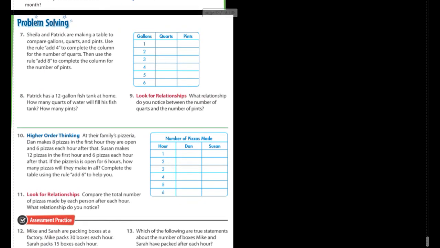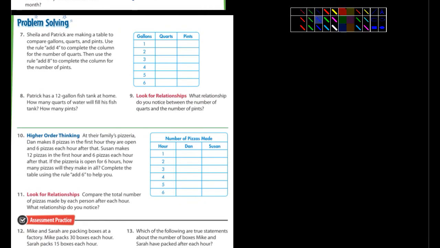Number 7. Sheila and Patrick are making a table to compare gallons, quarts, and pints. Use the rule, add 4 to complete the column for the number of quarts. So you're going to have to go back to chapter, wasn't 13, I think it might have been 12, that we talked about quarts and gallons and pints. But you can go back in your workbook and see. Then use the rule, add 8 to complete the column for the number of pints. So I'm going to let you guys figure that one out.